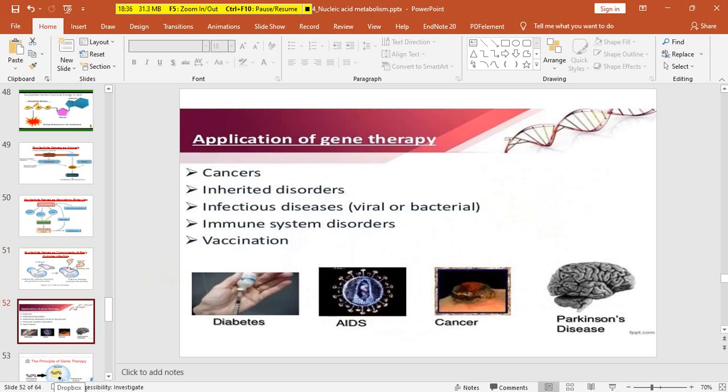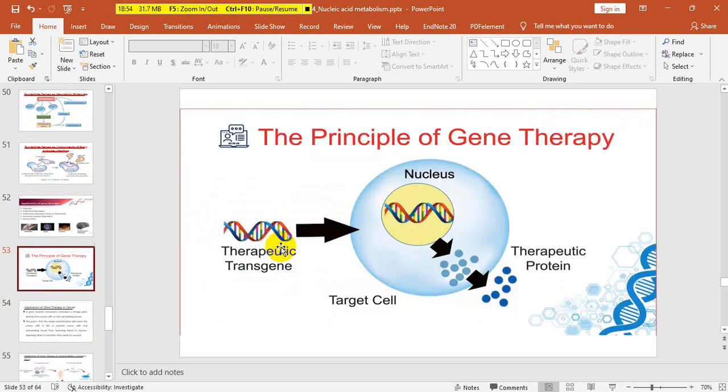So let's look at the application of gene therapy in cancer. Gene therapy is when we replace the gene. It forms part of treatment for cancers, inherited disorders, infectious diseases, immune system disorders, and vaccination, so HIV and others. If we change the gene that is causing the problem, we will remedy the situation. The principle is that you take a gene that does not have that problem, put it in a cell, and produce more of the protein.